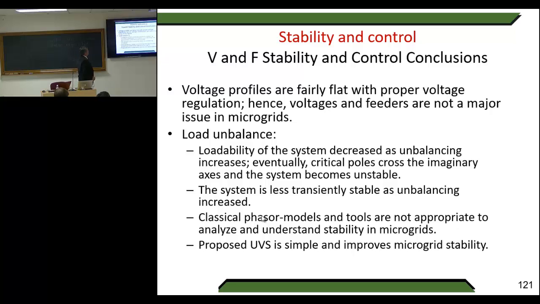Voltage profiles are fairly flat with proper voltage regulation. Hence, voltage in feeders is not a major issue in microgrids. This is a first conclusion on this topic. Load unbalance: loadability of the system decreases as unbalancing increases. Eventually, critical poles cross the imaginary axis and the system becomes unstable. Second, the system is less transiently stable as unbalancing increases. Classical phasor models and tools are not appropriate to analyze and understand stability in microgrids. And the proposed voltage strategy is simple and improves microgrid stability. These are the key messages of this section related to stability.